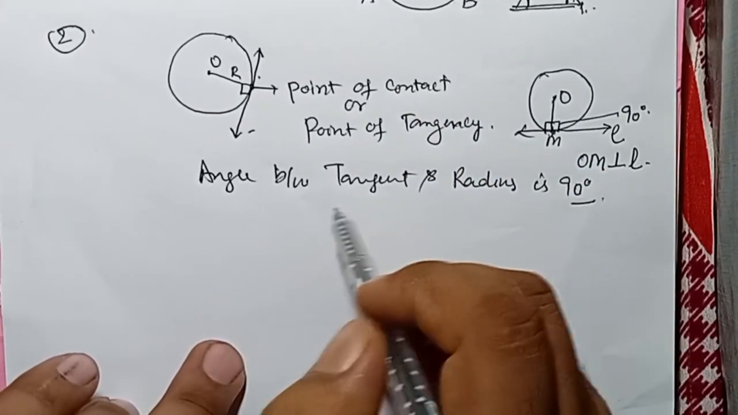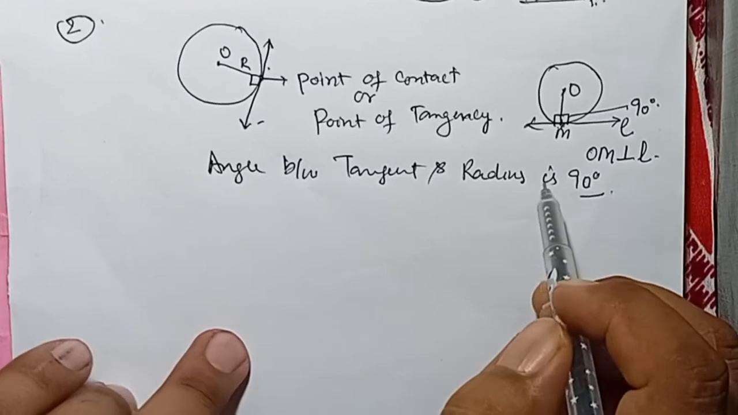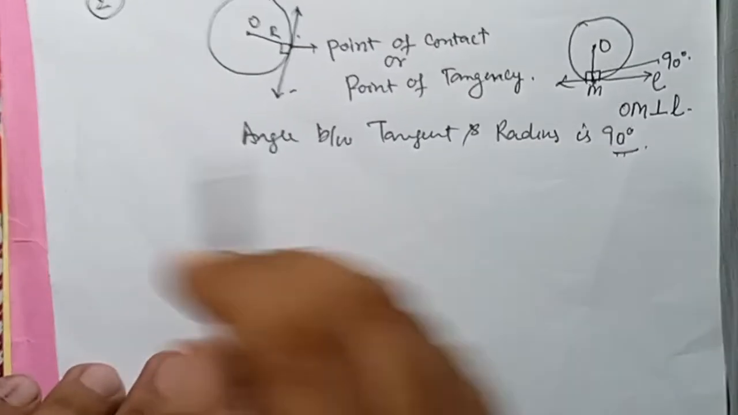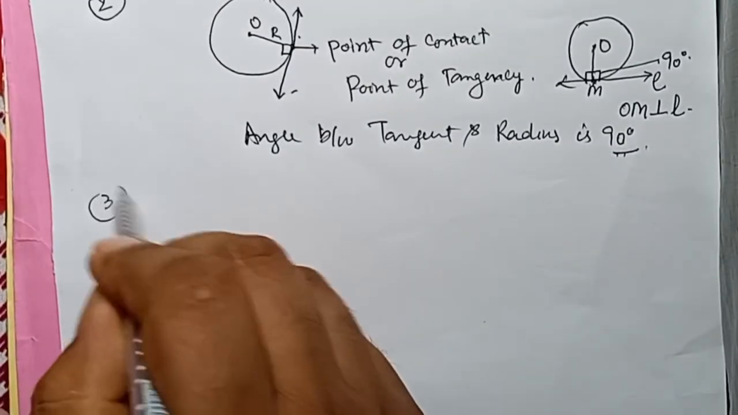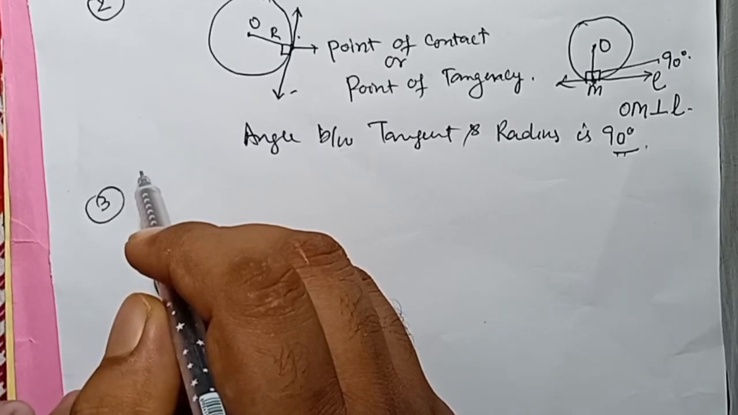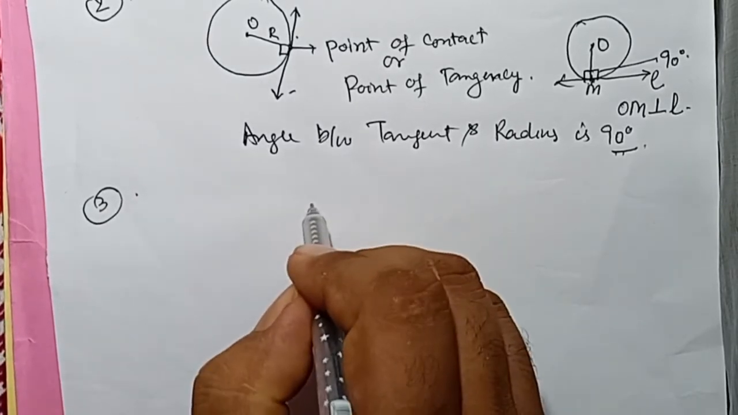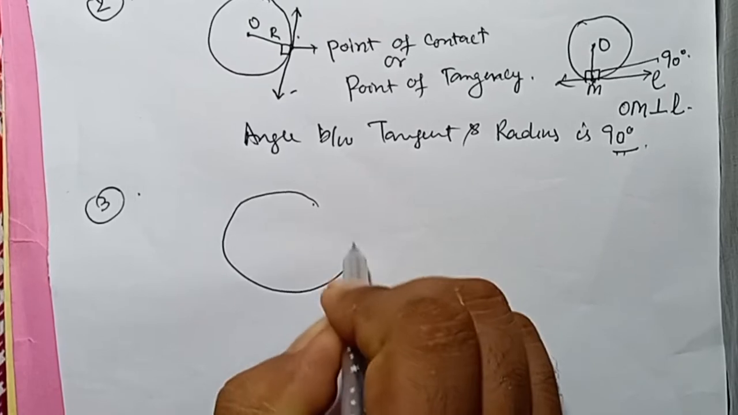Second one is, the angle between the tangent and the radius is 90 degrees. Now coming to the third one. Third one is, angle in a semicircle is always a right angle. You know the right angle, that is 90 degrees.